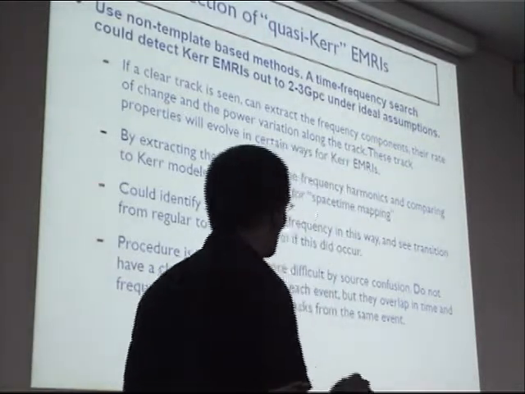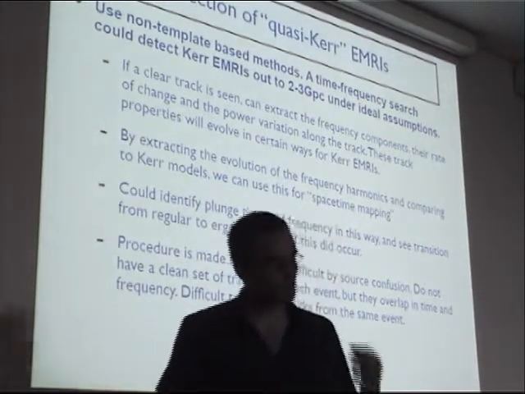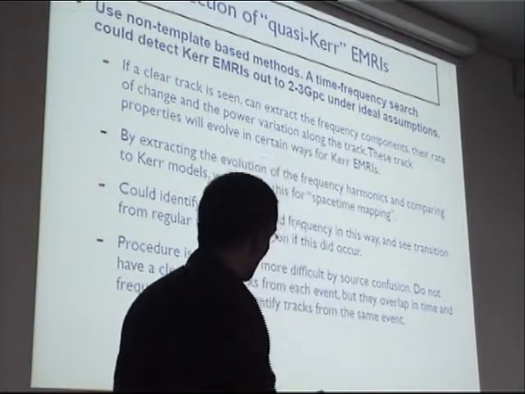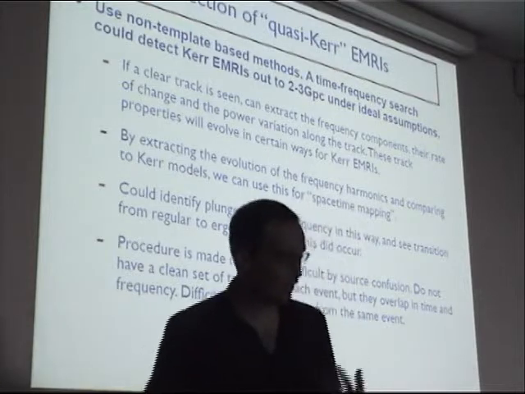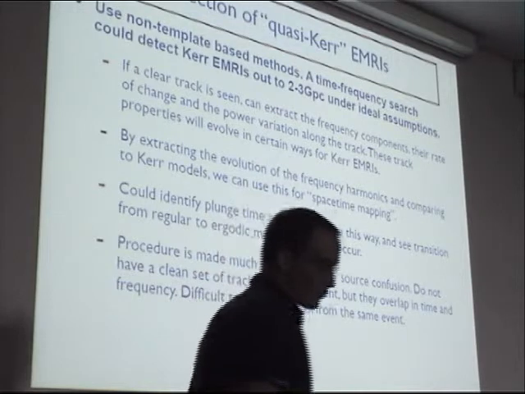And in principle, you can use the change in the evolution to do some kind of spacetime mapping. One way this could certainly work would be to identify the time of plunge, and if the orbit did enter one of these ergodic phases by chance, then you might be able to see that in a time-frequency analysis.